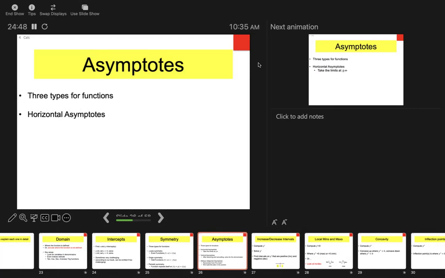Take the limit as x goes to infinity and to negative infinity. Okay, so we take the limits at infinity. Hey, that's a new technique. That's not what we did last year in pre-calc. This is our new technique.